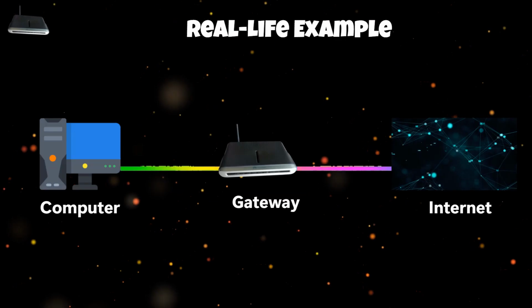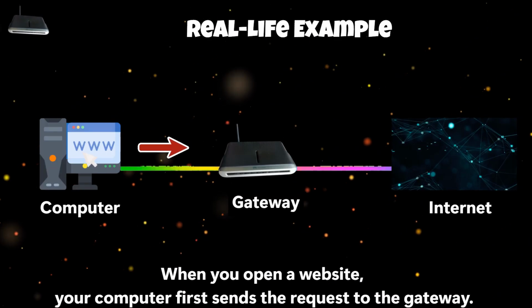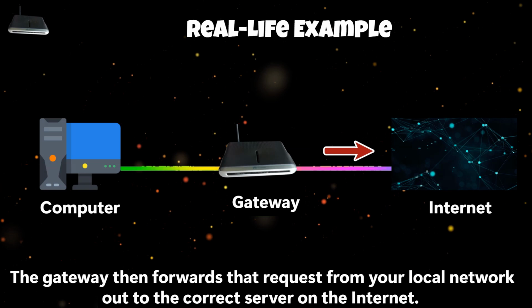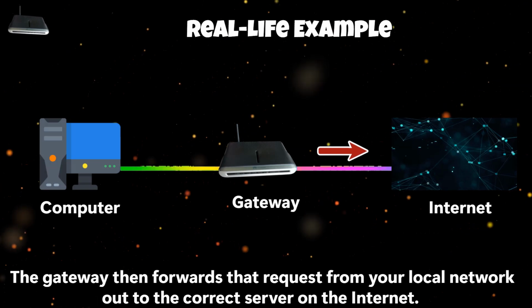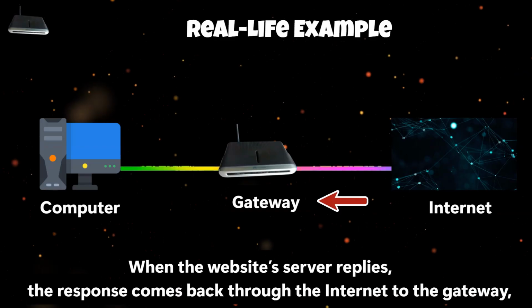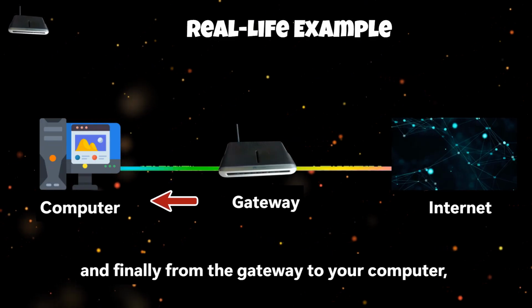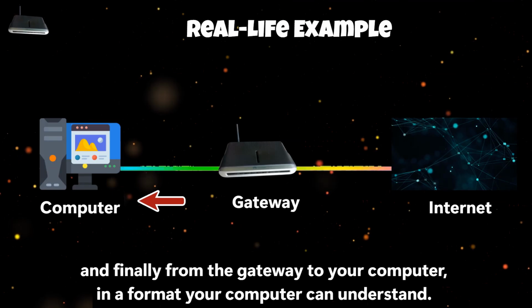Let's see a real-life example. When you open a website, your computer first sends the request to the gateway. The gateway then forwards that request from your local network out to the correct server on the internet. When the website's server replies, the response comes back through the internet to the gateway, and finally from the gateway to your computer, in a format your computer can understand.